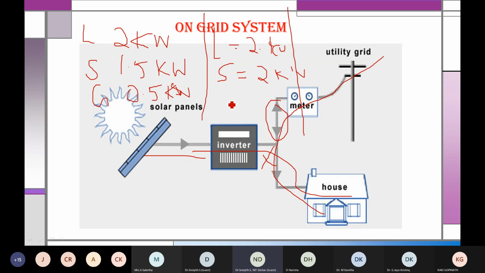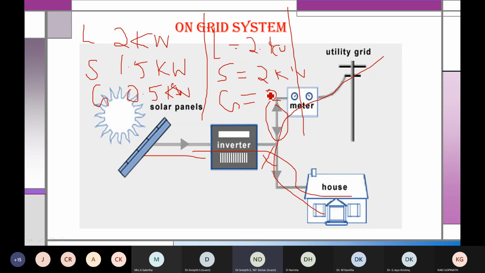Okay, so then the grid should be equal to 0 because I'm not taking any power from the grid. Whatever demand is there is actually generated by the solar itself, so I don't want to take any power from the grid. So in the first case I'm taking 0.5 kilowatt from the grid. In the second case I'm not taking any power from the grid.